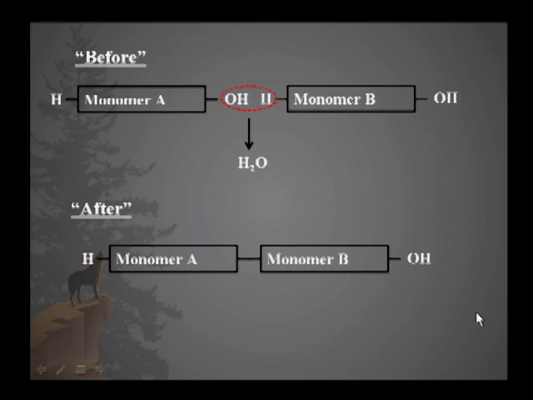So this would form a dimer, and then from that dimer you could continue to form longer units, which would be polymers. Again, it's these dehydration reactions where water is essentially dehydrated from the molecules and enters the surrounding solution.